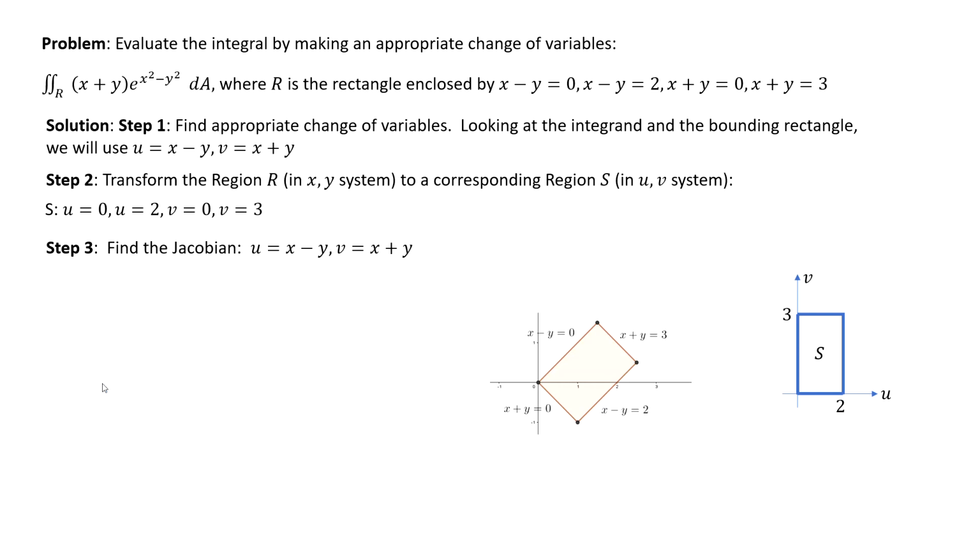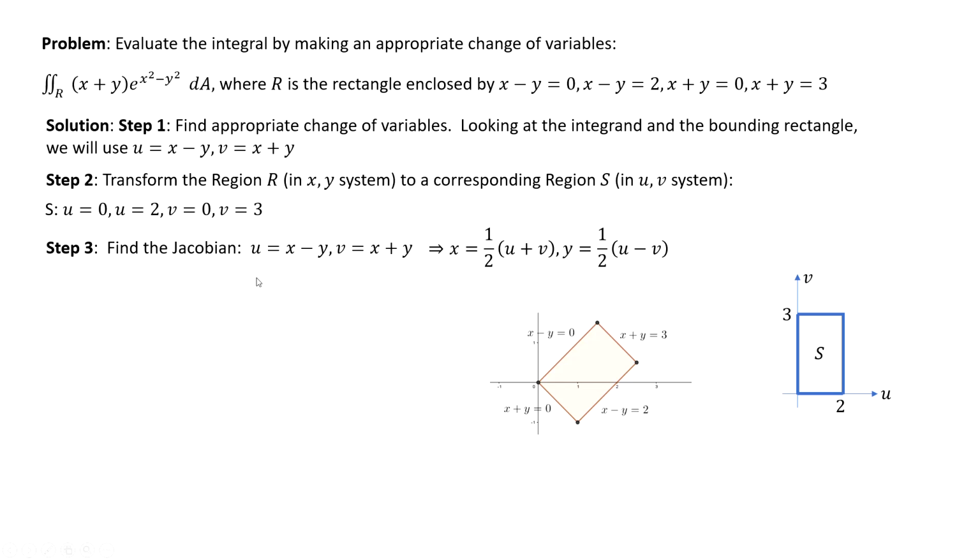Not so, man. Jacobian expects you to have x in terms of u and v, and similarly y in terms of u and v, but that's not what we have. We have u in terms of x and y and v in terms of x and y. So we need to go the other way.